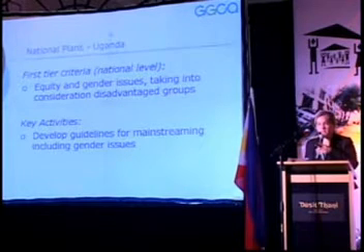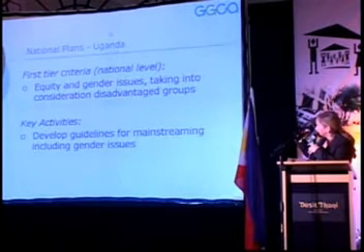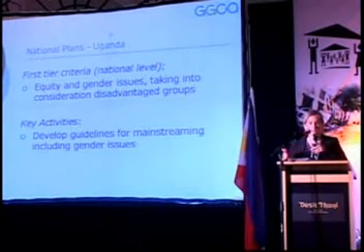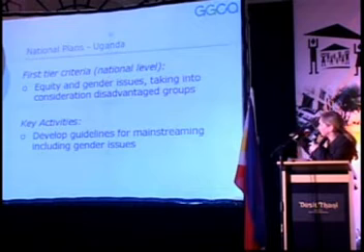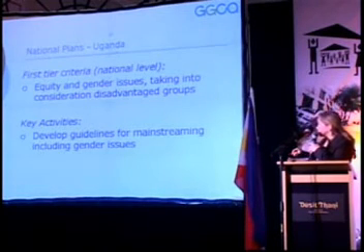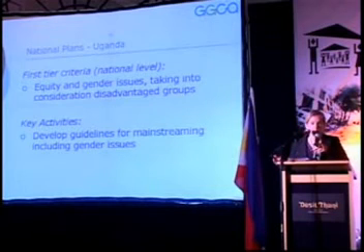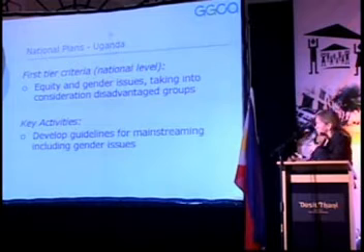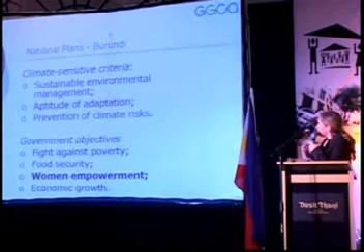In Uganda, also a very good example of a NAPA. The first tier criteria at the national level, this is one of the things that is included: equity and gender issues, taking into consideration disadvantaged groups. And that's very unique within the NAPAs. Also in the key activities, developing guidelines for mainstreaming, including gender issues, is one of the key activities for the entire NAPA, and that's only one of three or four key activities. That's very good. Next slide.